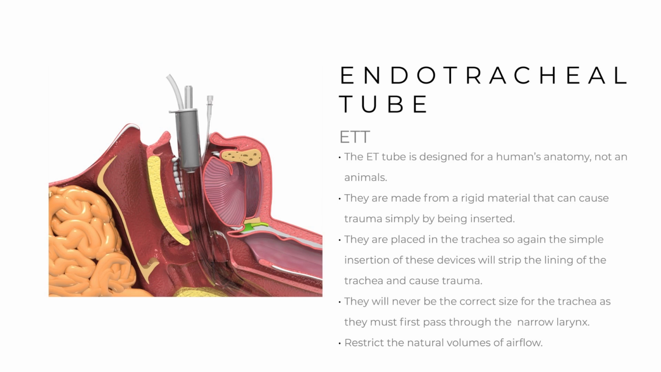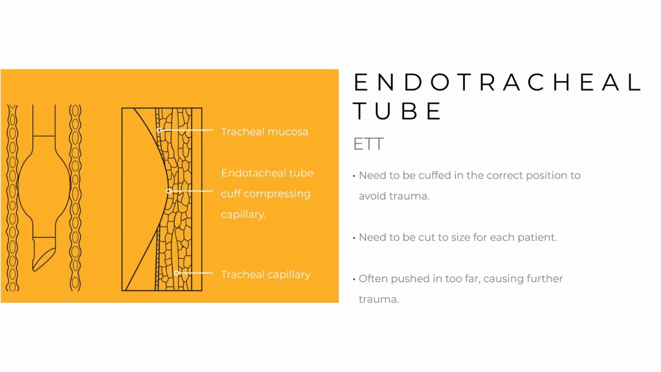They will not be the correct size, as the ET tube must first pass through the narrow larynx in order to reach the wider trachea. This will cause airflow restriction to the patient, in addition to the simple fact a tube is sitting inside another tube. The ET tube should not be inserted further than the thoracic inlet. This ensures that should the cuff be inflated, it is done so in the correct place.